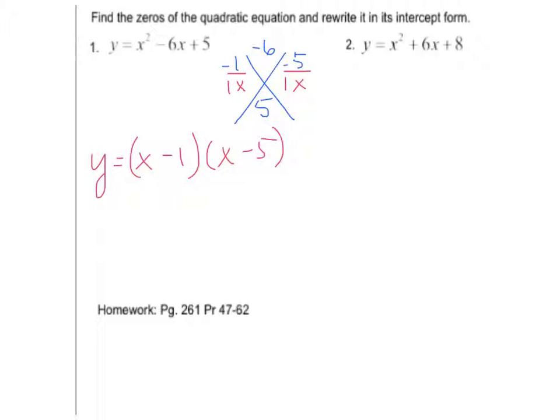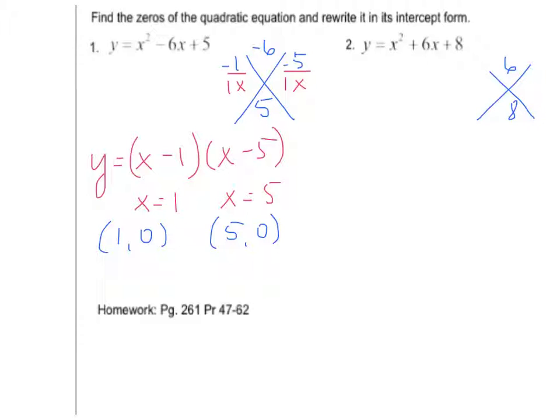And the zeros will be x equals 1 and x equals 5. Or if I write them as an ordered pair, it will be 1, 0 and 5, 0. These are my x-intercepts. In the last example, again I make my diamond.